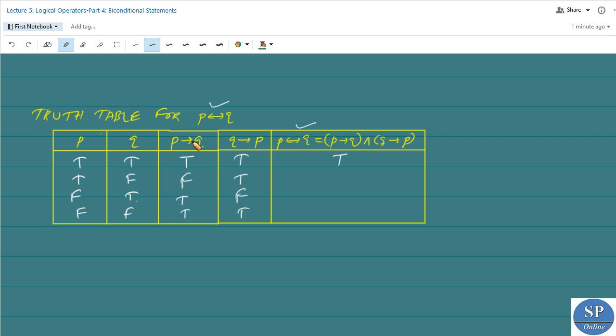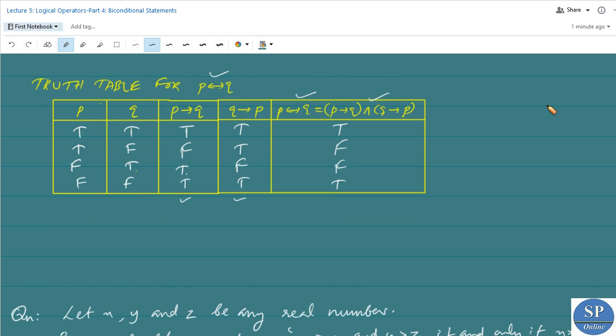Now the truth value of P implies Q is F, the truth value of Q implies P is T. Therefore, the truth value of their conjunction, that is P implies Q and Q implies P, is false, because P implies Q has the truth value F. And now if the truth value of P implies Q is T and the truth value of Q implies P is F, therefore the truth value of P if and only if Q is F here also, because here we have F. Now P implies Q is T, Q implies P is T, therefore P implies Q and Q implies P has the truth value T itself. Okay, so this is the truth value of P if and only if Q.